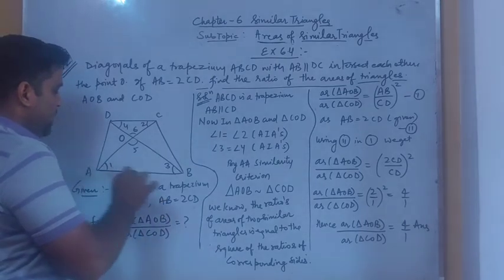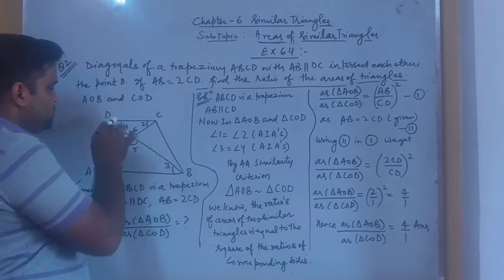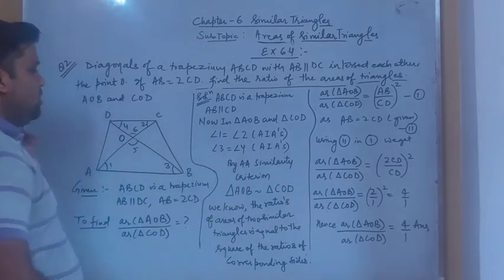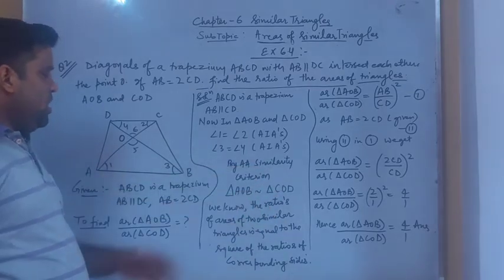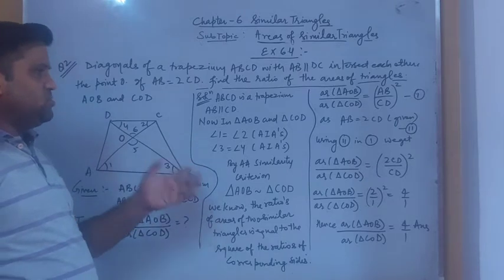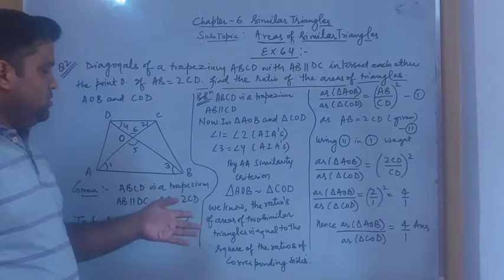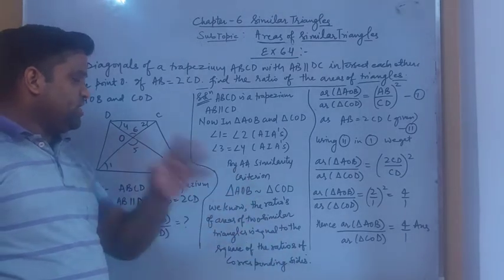Similarly again, as AB is parallel to CD and BD is the transversal, so angle 3 is equal to angle 4, alternate interior angles. So in that case, by AA similarity, both triangles are similar. As we know that when both triangles are similar, by the theorem of areas of similar triangles, the ratio of areas of two similar triangles is equal to the square of the ratio of corresponding sides.